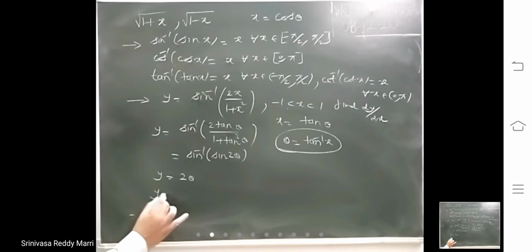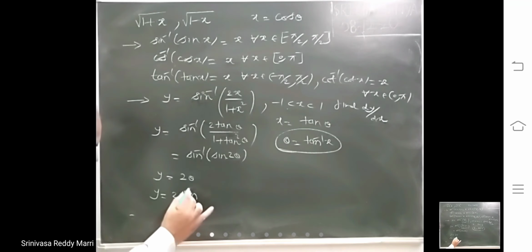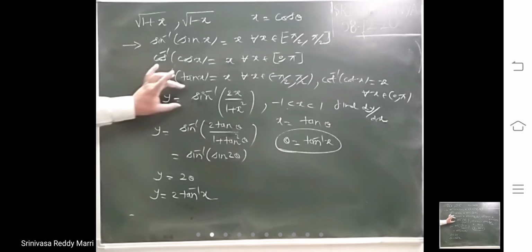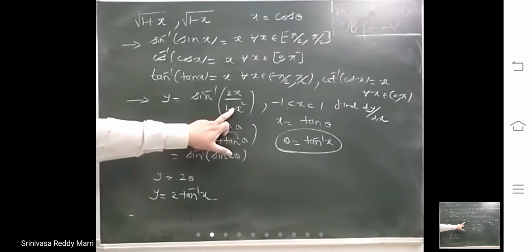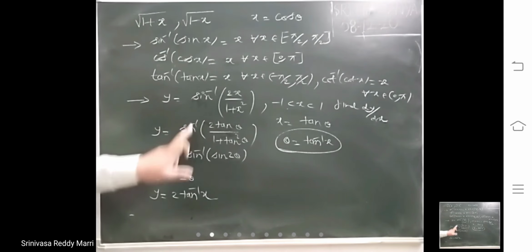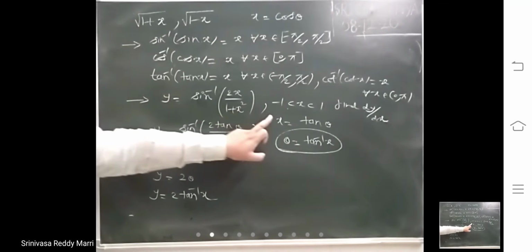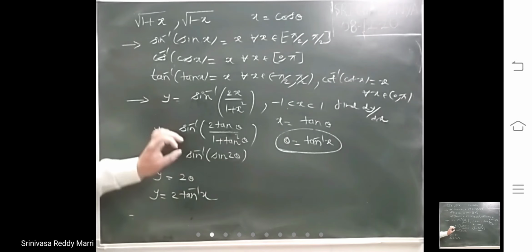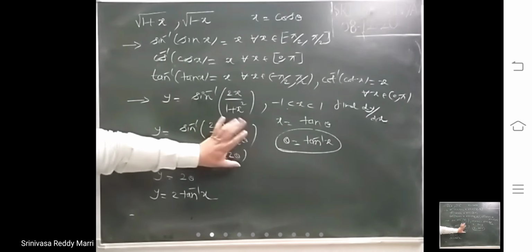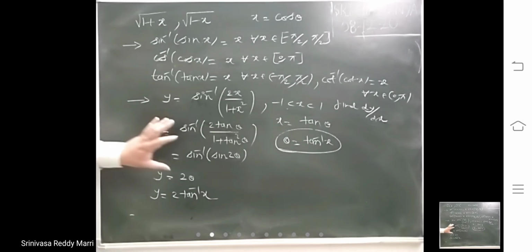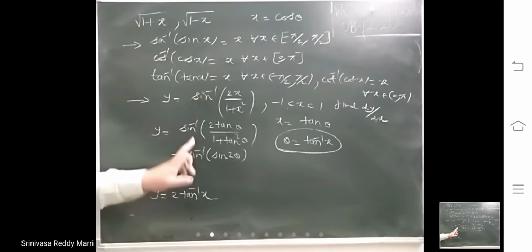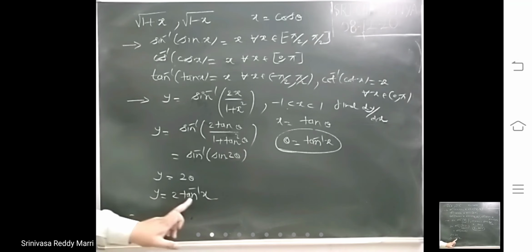That means this is nothing but 2 tan inverse x. Now y is equal to 2 tan inverse x, and taking the derivative will be relatively easy. That's why the function is simplified by a trigonometric substitution, such that sine inverse of sine of something, cos inverse of cos of something, tan inverse of tan of something, and then the function gets simplified.